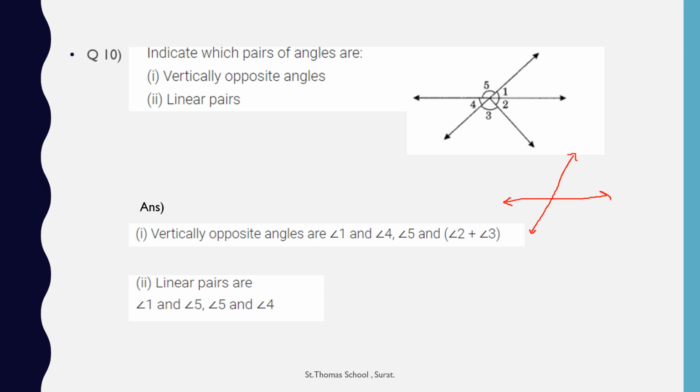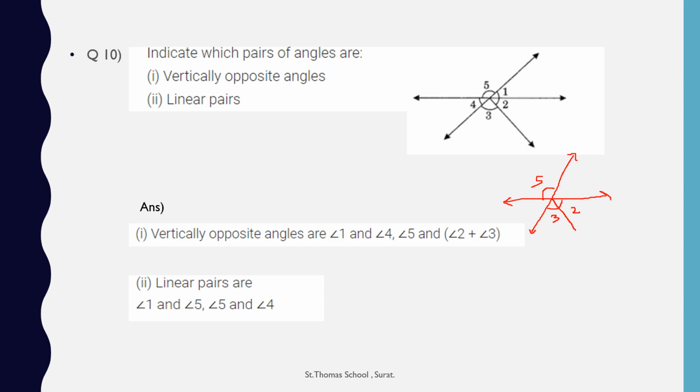Two lines intersect each other, then this is one pair of vertically opposite angles. So here they mark angle 5 and here angle 3, and they have drawn one more line and here is angle 2. So vertically opposite angle means angle 5 and angle 3 plus 2 both. Okay, you cannot say only one, both the angles, sum of angle 3 and angle 2. That is the first pair.